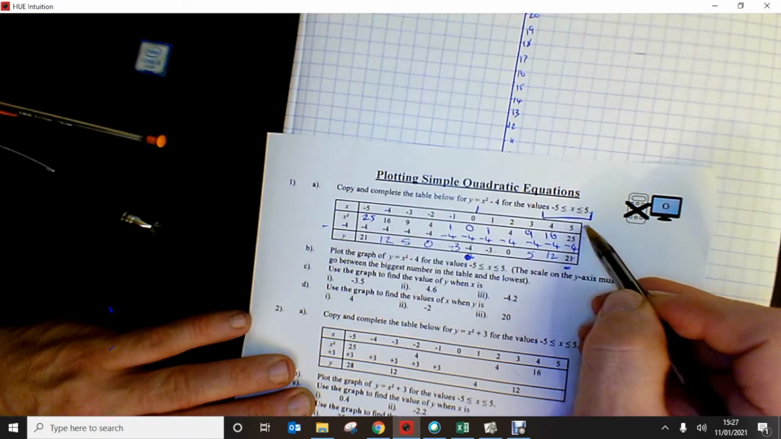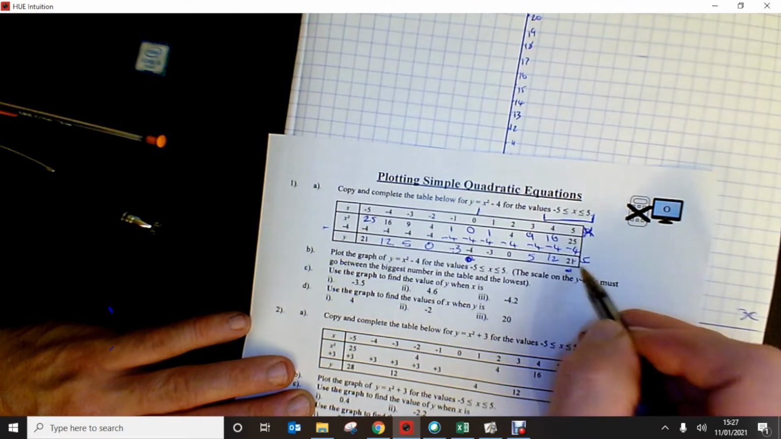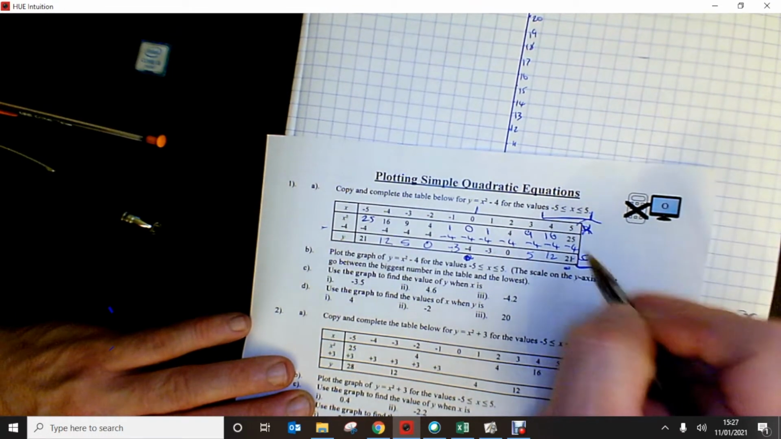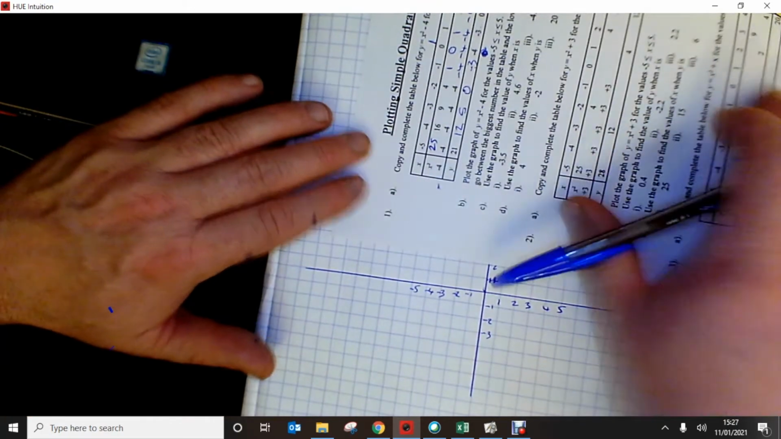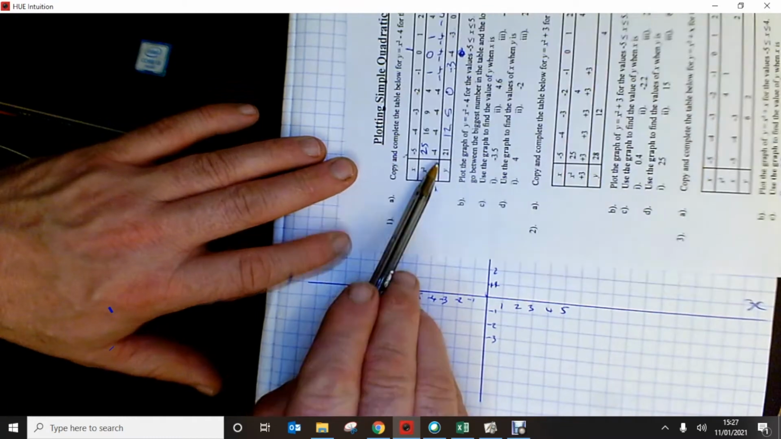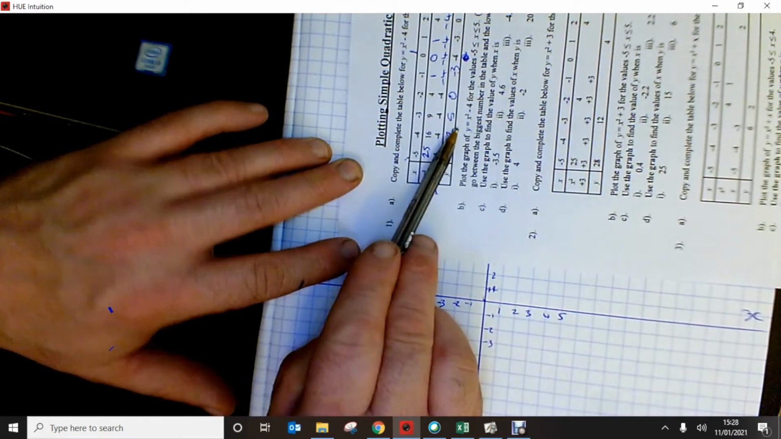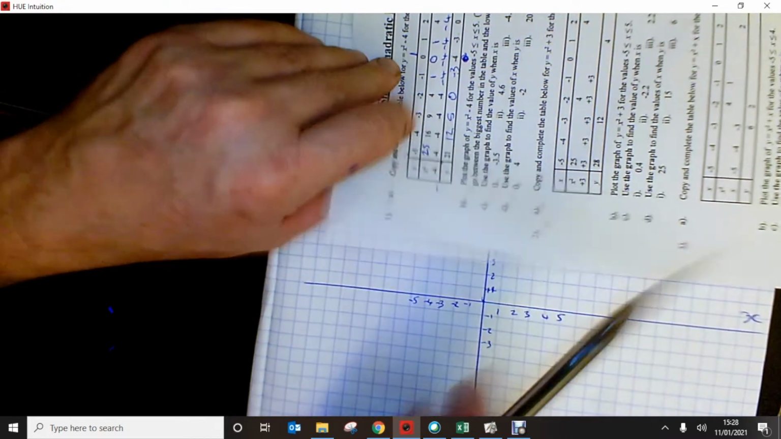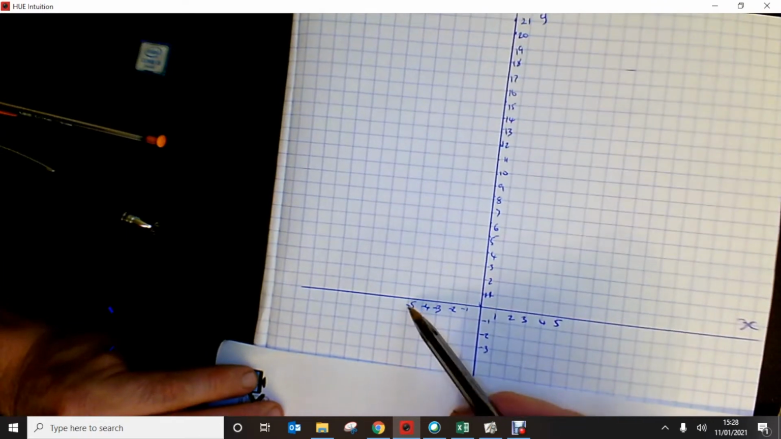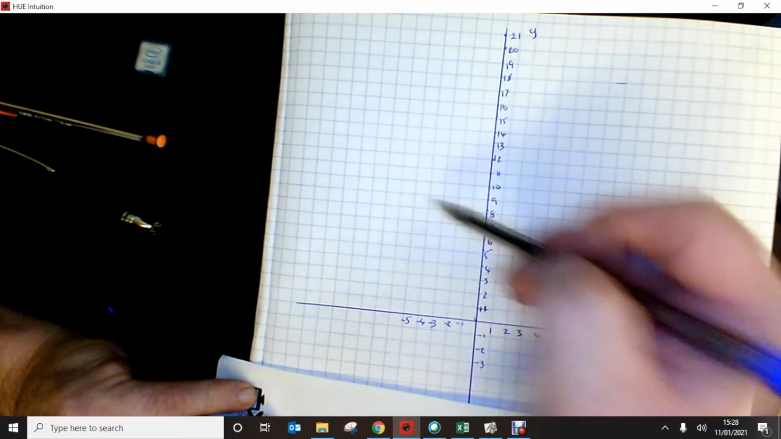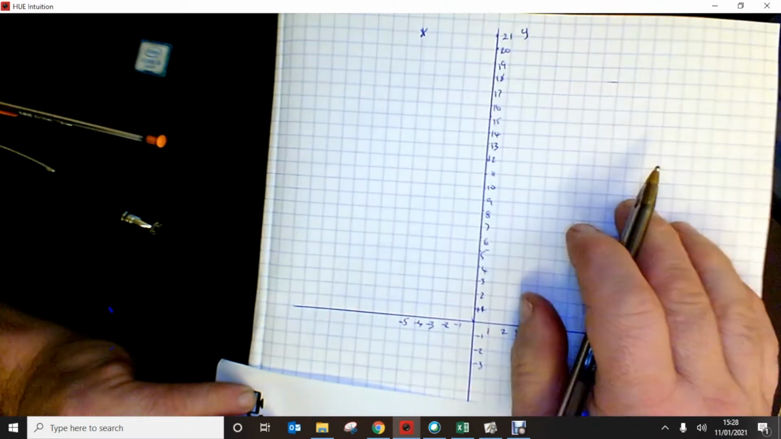And now I'm looking at my coordinates, and remember this is my x coordinate. Okay, this is my y coordinate, so if you think that as a coordinate, if I turn my paper that way, okay, I've got negative 5, 21, negative 4, 12, negative 3, 5, and I can plot those points. So negative 5, 21, where do those two intersect? So all the way up to 21 and plot my point.